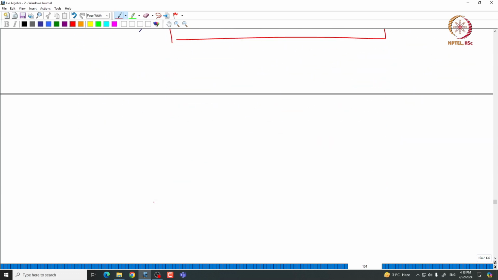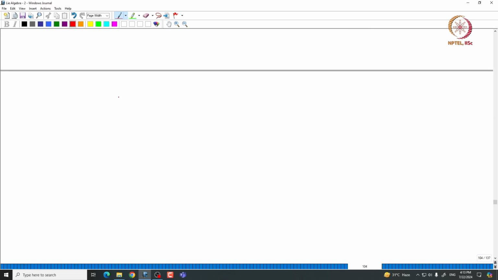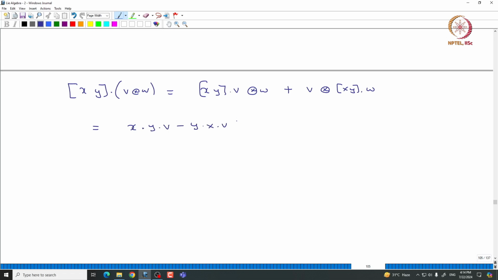Maybe I will verify that important check, that the bracket [x, y] acts as the commutator of the respective actions of x and y. Let us take the bracket [x, y] and apply it on simple tensors. It is enough to do the computation on simple tensors, because using simple tensors you can linearly extend the action to everything. If you take the bracket [x, y] and act on this, then by definition you get [x, y] acting on v tensor w plus v tensor [x, y] acting on w. Now if you rewrite using the formula, you get x dot y dot v minus y dot x dot v, tensor w, plus v tensor x dot y dot w minus y dot x dot w. So, this is what you get.